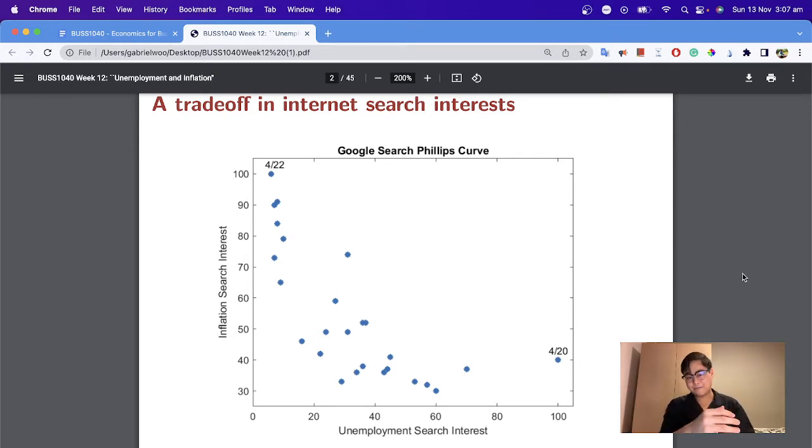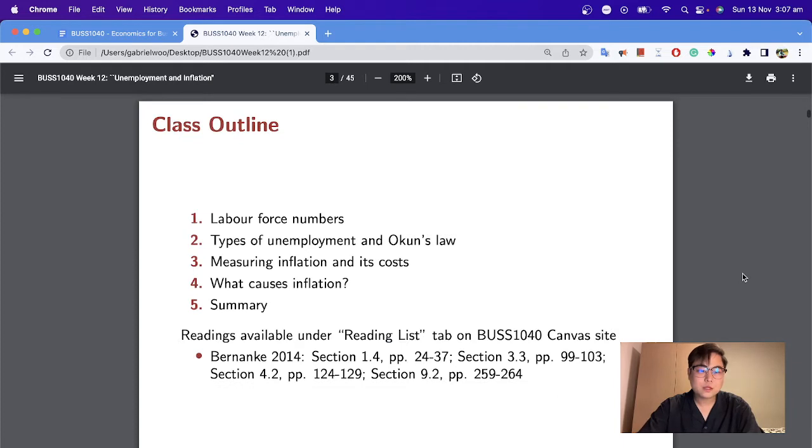When unemployment is low, however, people usually have more jobs. When people are employed, they make more money, therefore they have more money to spend, and therefore inflation is greater. So this is a trade-off in the relationship between inflation and unemployment, explained through the Phillips curve. So that's just before we really talk about it.